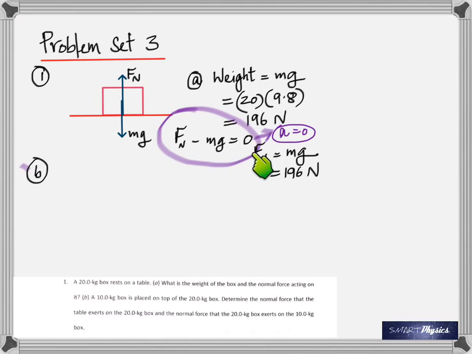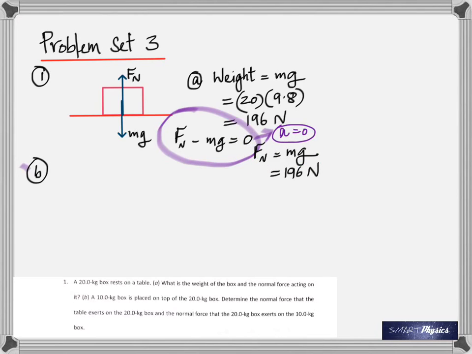Because what's Newton's second law? The net force should be equal to mass times acceleration, isn't it? Now, is this object accelerating? No. That's why the acceleration is 0. That's why the right-hand side is 0.